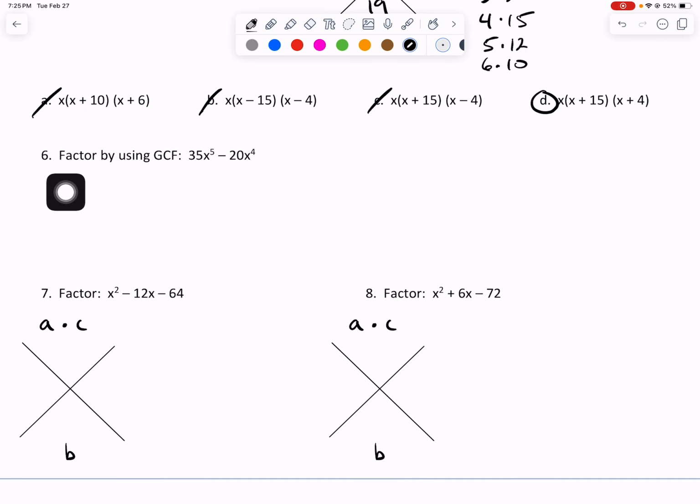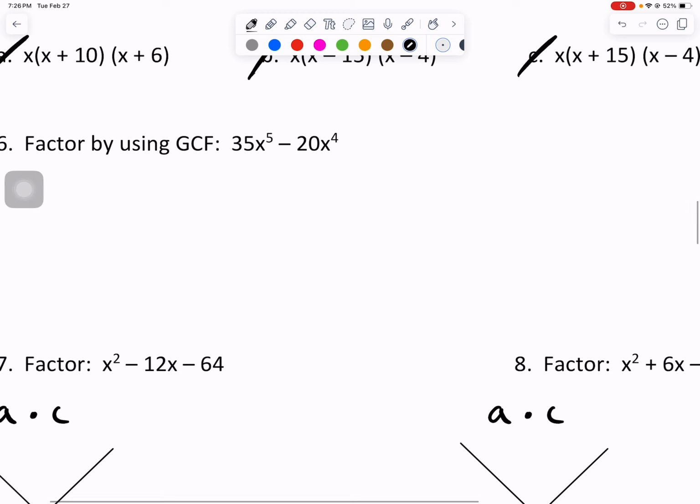And for number 6, factor by using GCF. All right, so we are just going to simply factor this completely. Now, if you pull out your factoring sheet, well, you know what? Let's just go ahead and write them down. For 35, we'll actually apply a little color for this one. All right, let's go with 35x to the 5th.